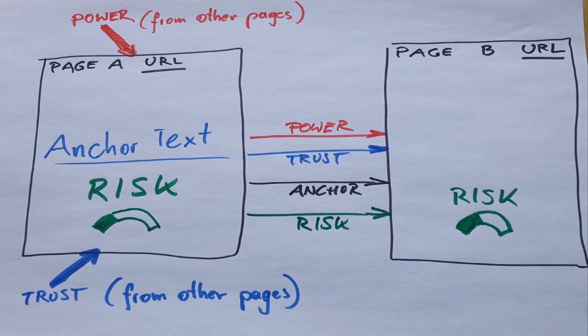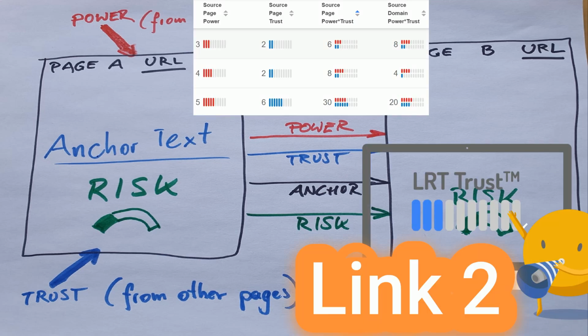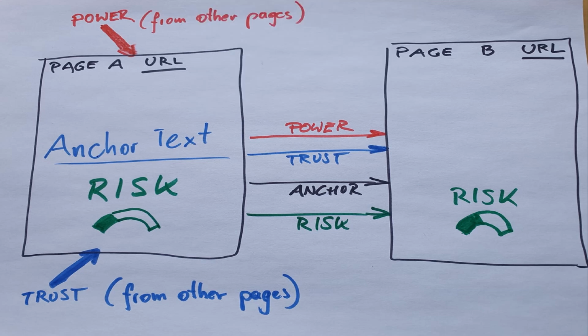This is not available in Ahrefs. This is not available in SEMrush. But Link Research Tools has a trust metric called LRT Trust. However, it's easy to manufacture power. Trust is not easy to manufacture.